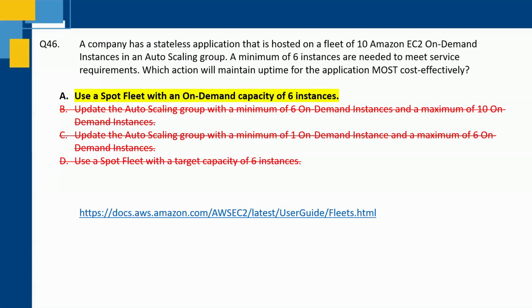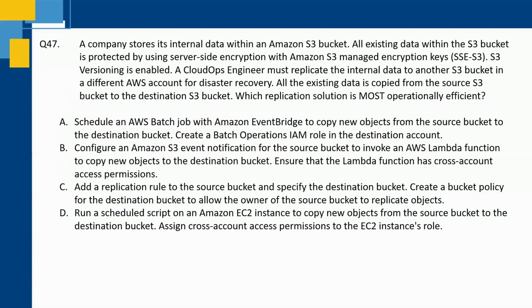Let's look at question number 47 of the series. A company stores its internal data within an Amazon S3 bucket. All existing data within the S3 bucket is protected by using server-side encryption with Amazon S3 managed encryption keys. S3 versioning is enabled. A CloudOps engineer must replicate the internal data to an Amazon S3 bucket in a different AWS account for disaster recovery. All the existing data is copied from the source S3 bucket to the destination S3 bucket. Which replication solution is most operationally efficient?